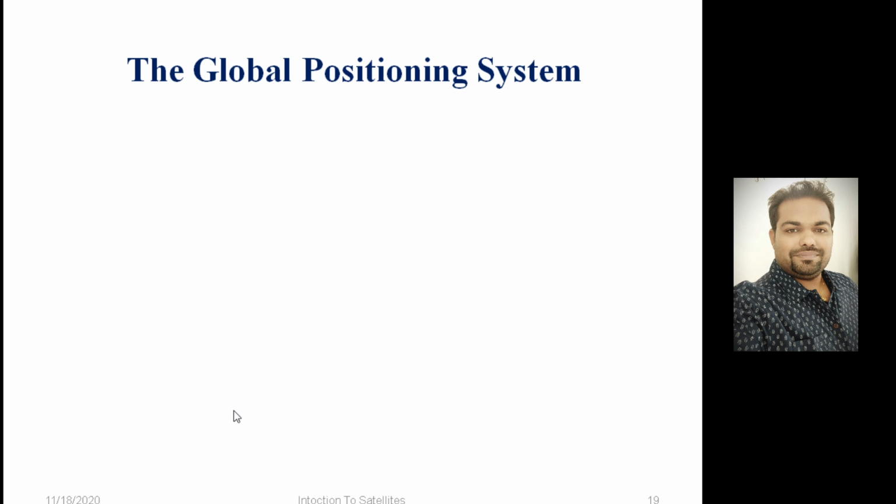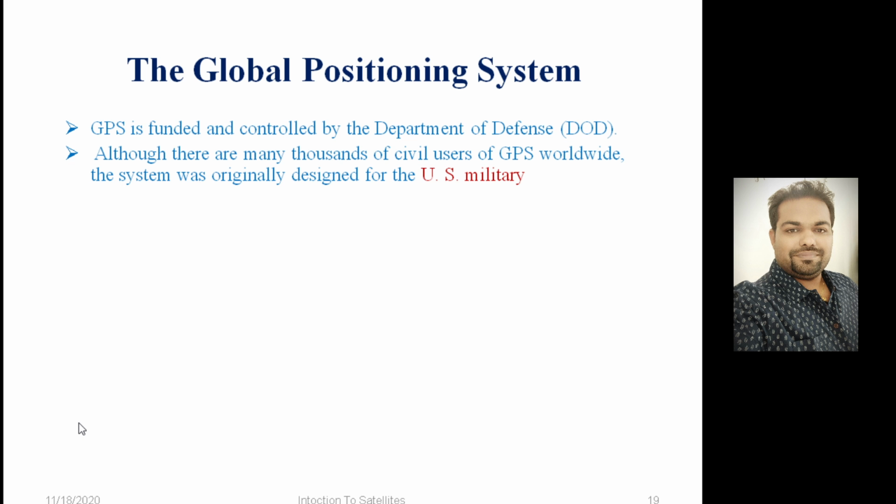Now come to the Global Positioning System. As we know, GPS is nowadays used by everybody for navigation, particularly for navigation in the city or anywhere else. GPS is funded and controlled by the Department of Defense. There are many thousands of civil users worldwide, but GPS was first designed for the US military. Later on, they gave access to every country to use it.